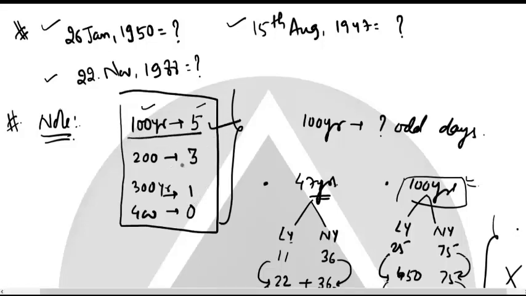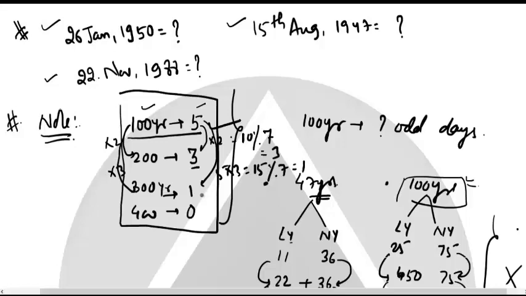Because this one you can find. 100 into 2 is 200, and 5 into 2 is again 10. 10 when you divide by 7, you get 3. So this is 3. Similarly, 100 into 3 is 300, and 5 into 3 will be 15. 15 divided by 7 gives 1. So I get 1 here. So I need not remember 3, 1 and 0.